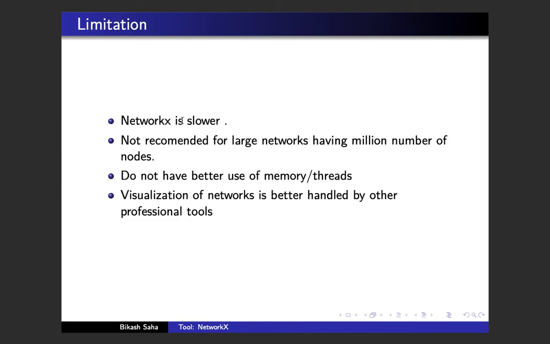So coming to the limitation part, NetworkX is slower because it is built in pure Python, so it is a bit slower. Okay, so it is not recommended for large networks having millions of nodes. As it is slower, if there are millions of nodes or billions of edges, then it takes too much time for calculating those things. Okay, so it doesn't make better use of memory or threads. It is just a simple tool and doesn't have memory utilization capability.